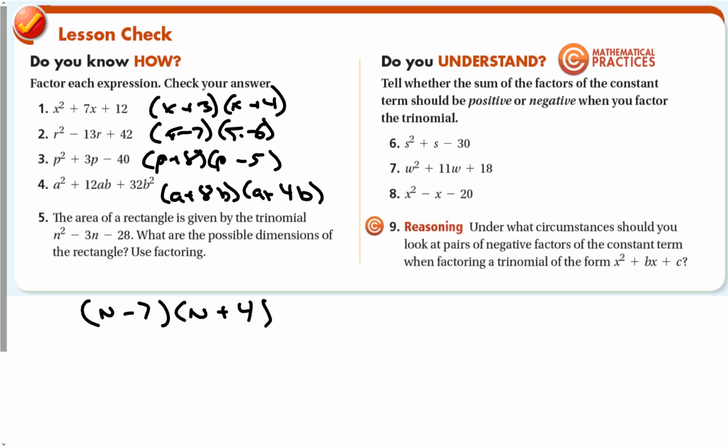Tell whether the sum of the factors of the constant term should be positive or negative when you factor the trinomial. Well, the sum of the factors should be positive or negative when I factor the trinomial, depending on what the middle term is. Under what circumstances should you look at pairs of negative factors of the constant term when factoring the trinomial? Only look at negative factors if the first term is negative. That will sort of guide you as you go through this factoring. And that was 8-5, factoring x squared plus bx plus c.